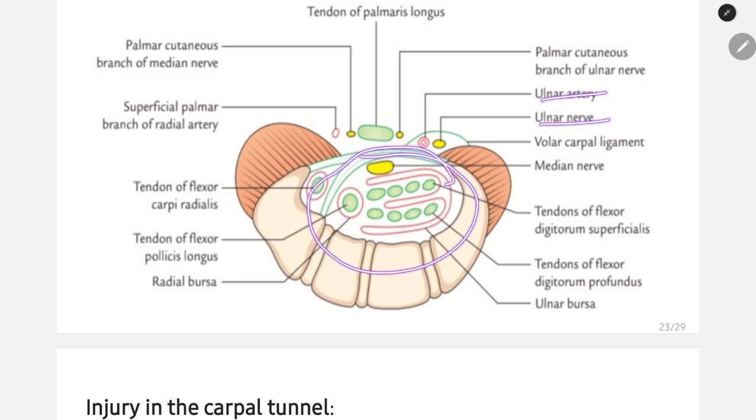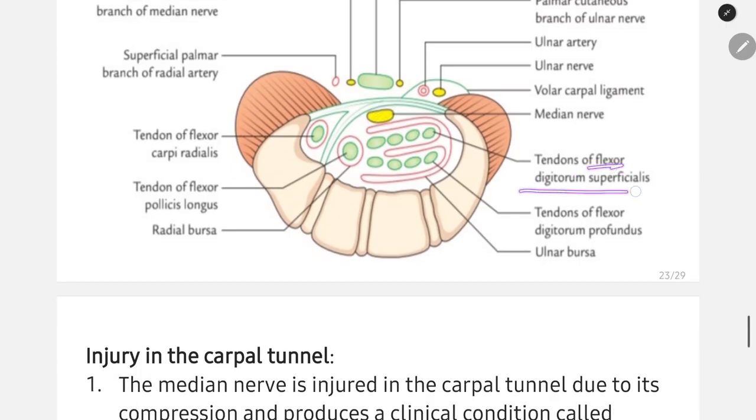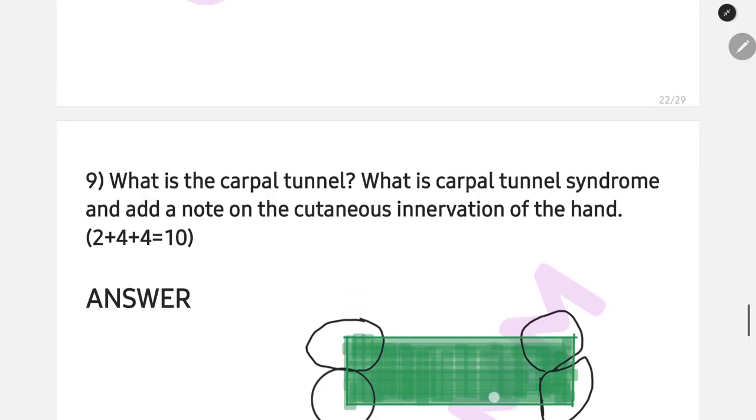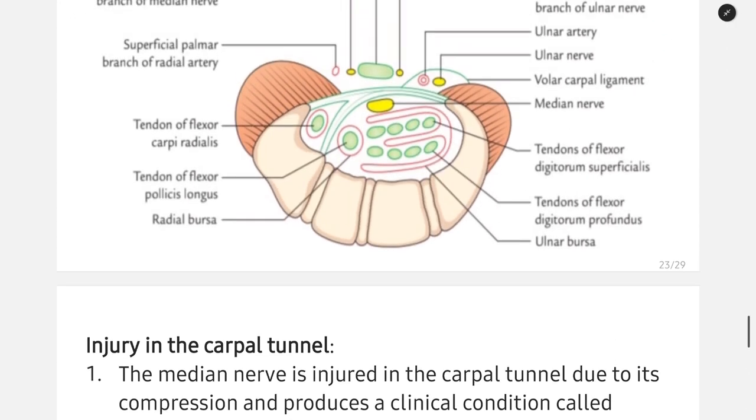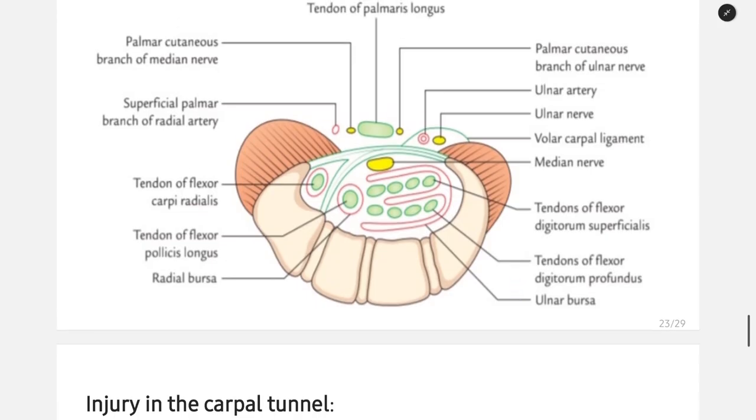What are the contents of the carpal tunnel? You have to know. The contents are the median nerve, FDS and FDP. FDS is flexor digitorum superficialis and FDP is flexor digitorum profundus, and you have flexor pollicis longus. When this median nerve gets compressed, it is called carpal tunnel syndrome. So the median nerve is getting compressed. What are all the symptoms associated with it? If we see what the median nerve supplies, okay?